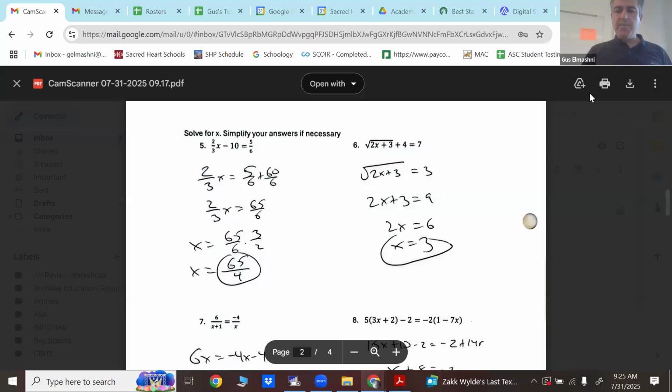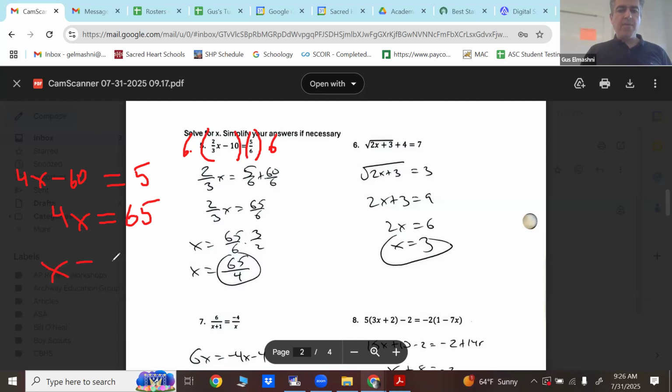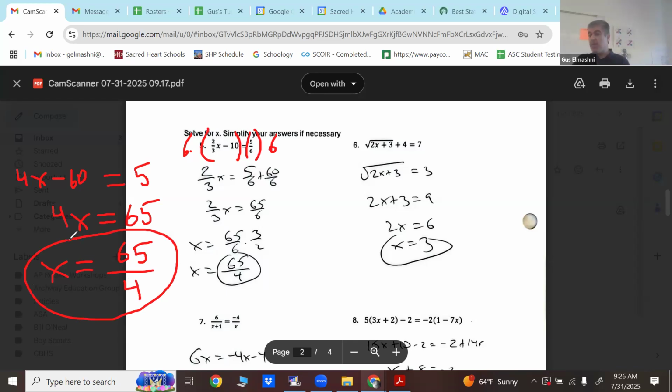If you so desire, you could have started the problem off by multiplying both sides by 6. So you get 5. And you get 4x minus 60. So 4x equals 65. X equals 65/4. So that's another way you could approach it.